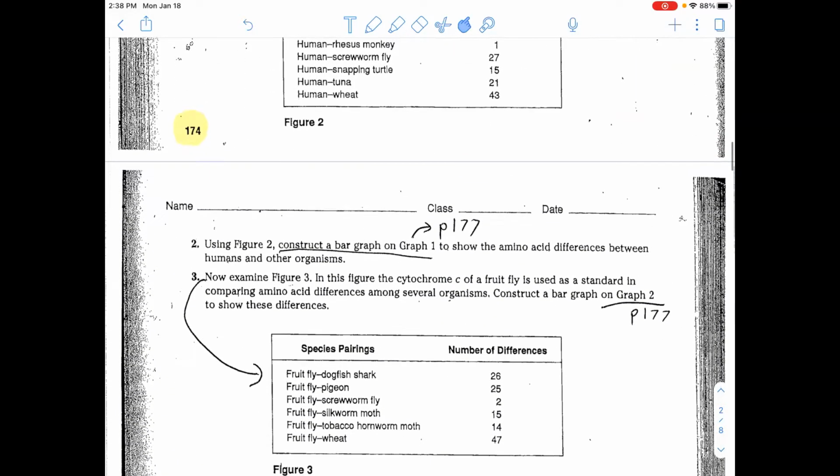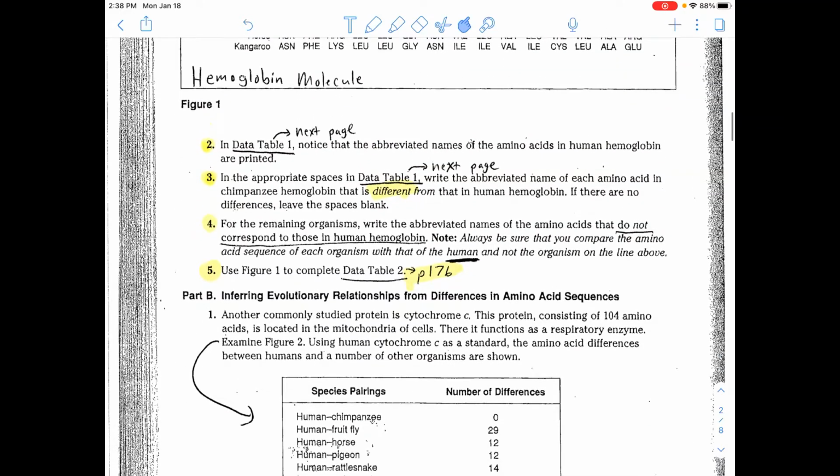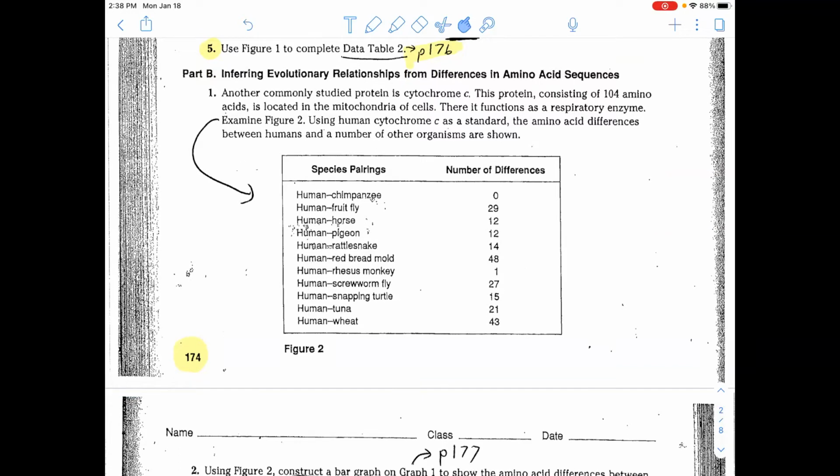Okay, so now we have done all of part A. We have done steps 1, 2, 3, 4, and 5. Now part B is a little different. Instead of us looking up the differences, they're giving us the numbers here. It's telling us this is a different protein than the hemoglobin you looked at before. This protein is called cytochrome C. Out of 104 amino acids, this is how many are different between a human and these other animals.